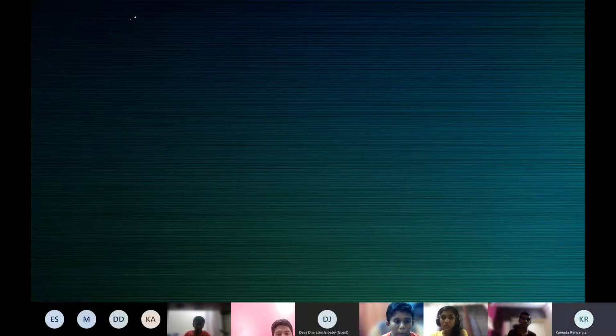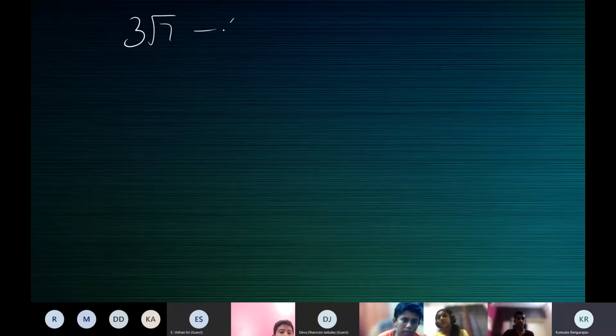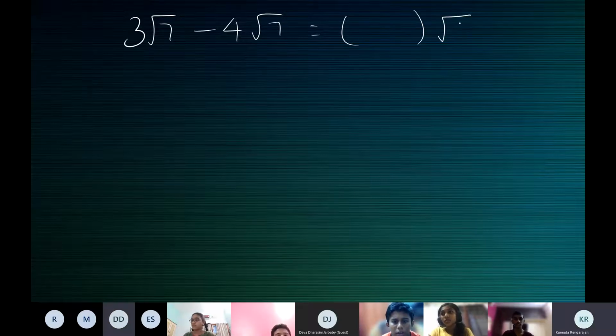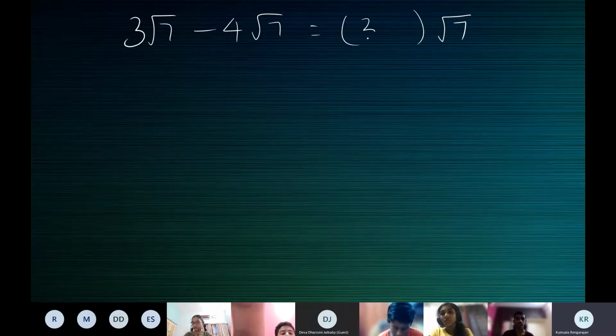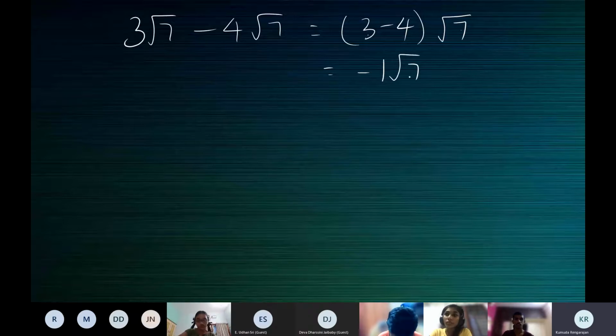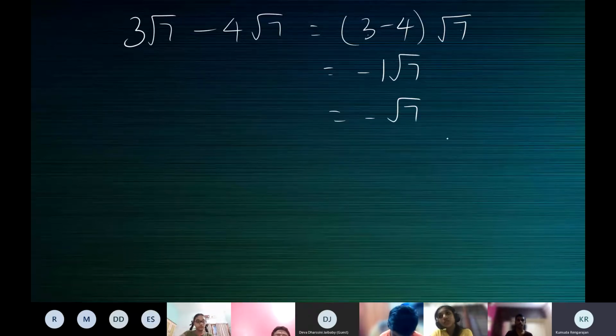All right. Now, what is 3 root 7 minus 4 root 7? How do you handle this? What is common? Root 7 is common. So if you want the steps, 3 minus 4, 3 root 7 minus 4 root 7, so it's minus 1 root 7 or simply minus root 7.